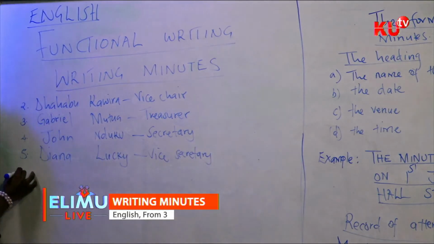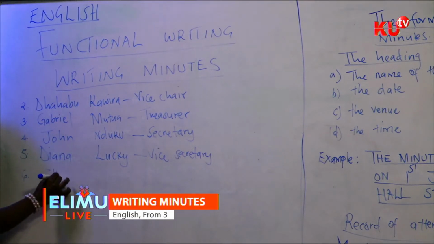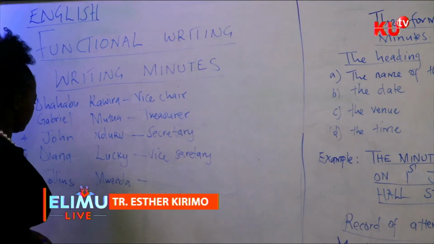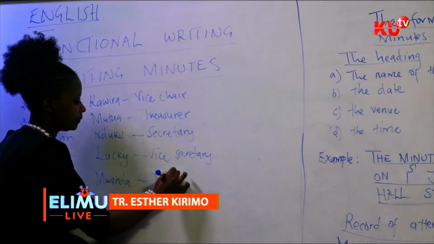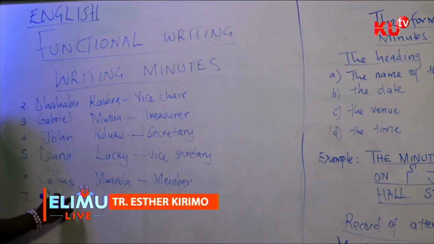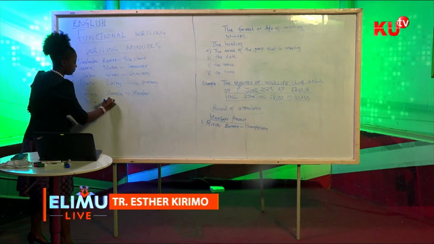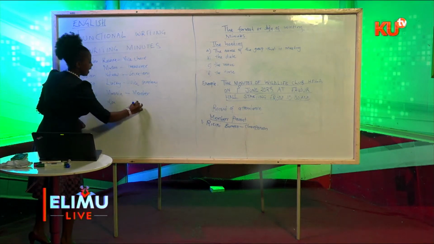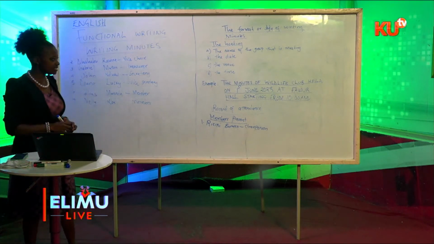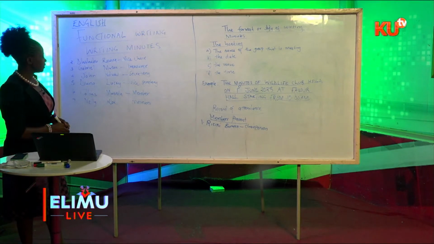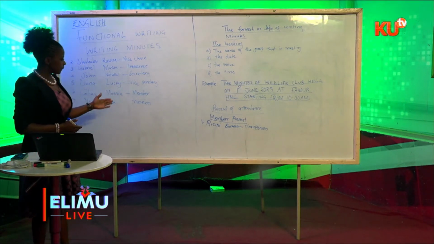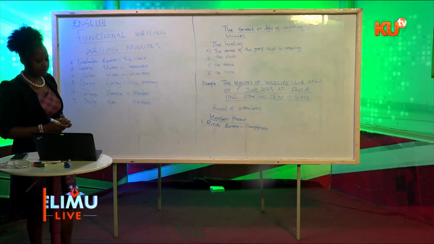Then now you may have the members. You may have Collins Mwenda, who is a member. You may have Nelly Njoki, a member, and like that. You list all the members that are present, starting with the senior most, who is the chairperson, all the way to the members. We were talking about the members present.